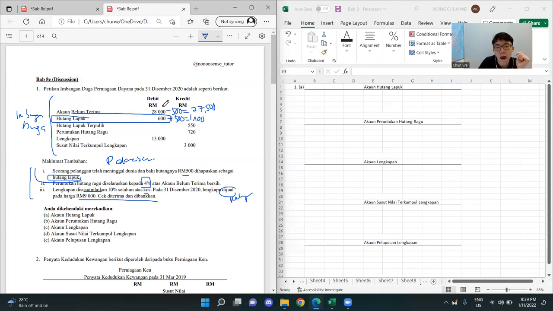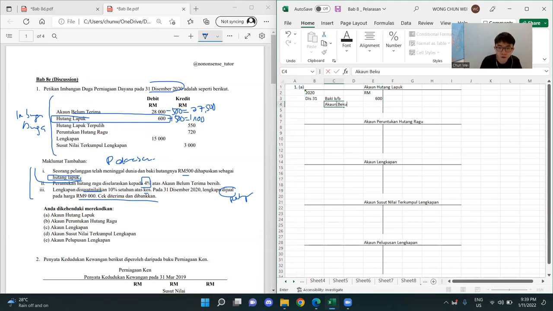So how do we add? If you want to do a ledger, the hutang lapuk, the baki b/b should be on the debit side. Right, so maybe here I put December 31st, baki b/b. Because this is on 31st December 2020, meaning all this amount is part of the 31st December. So how much? 600. Then now there's a new hutang lapuk. So hutang lapuk always with debit. So here, from where? From account belum terima. 500 ringgit.